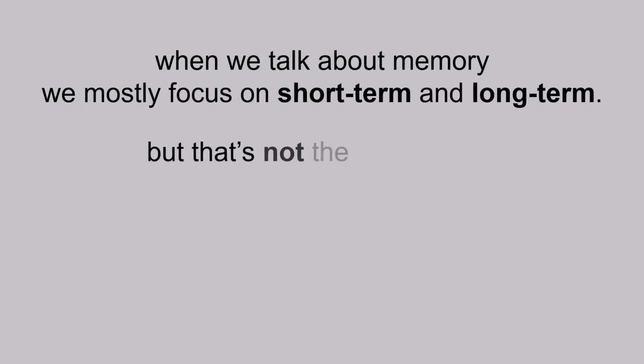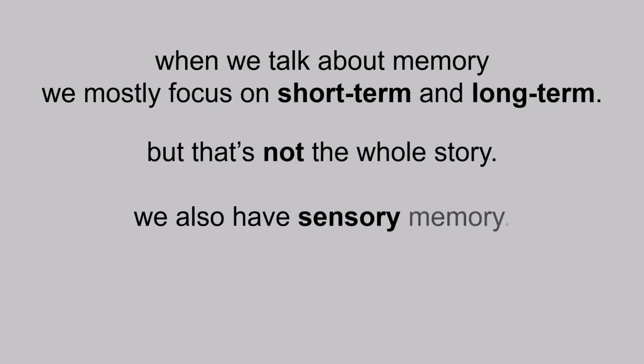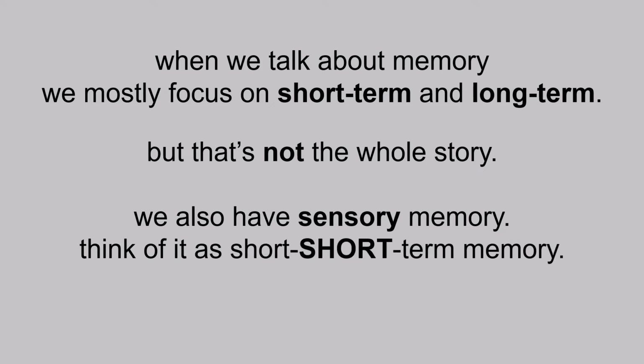Okay, so in this video, we're going to be talking about change blindness. Change blindness is something that comes up a lot in cognitive psychology, especially when people are trying to test memory. When we talk about memory, we mostly focus on the short-term and long-term forms of memory, but that's not the whole story. We also have sensory memory, and you can kind of think of this as a short-term memory.